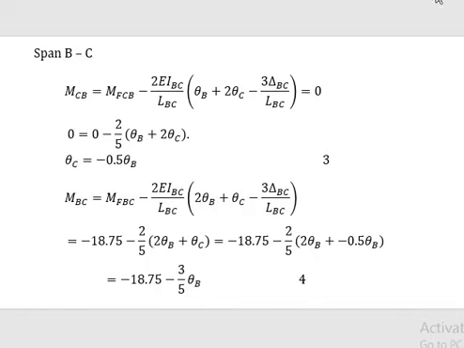After getting that, I will now do the left support MBC. I have MBC as this, then substituting the value of theta C in terms of theta B and simplifying, I have equation 4.